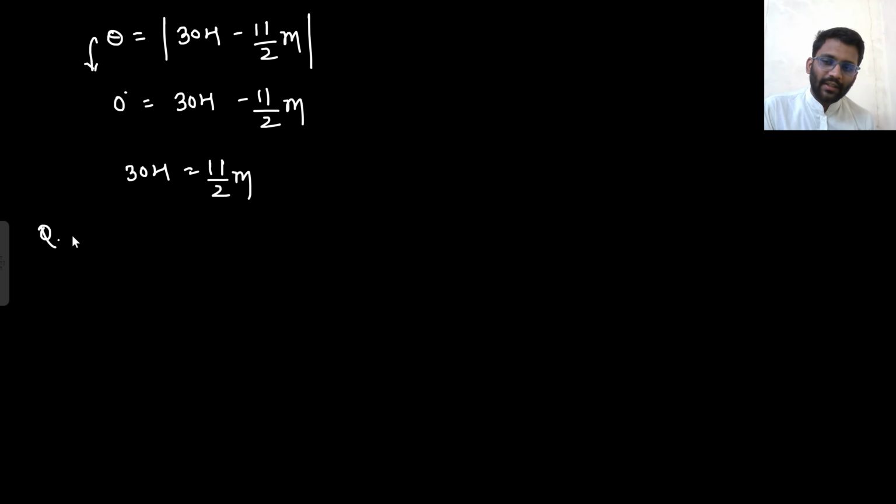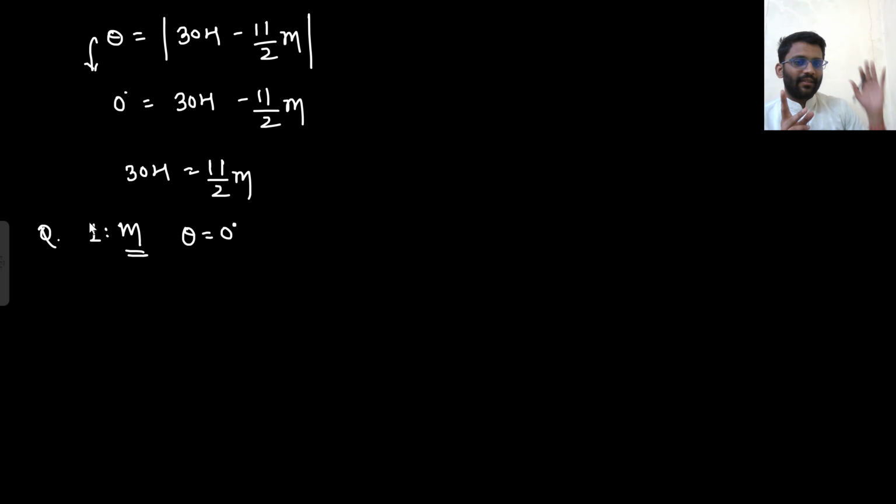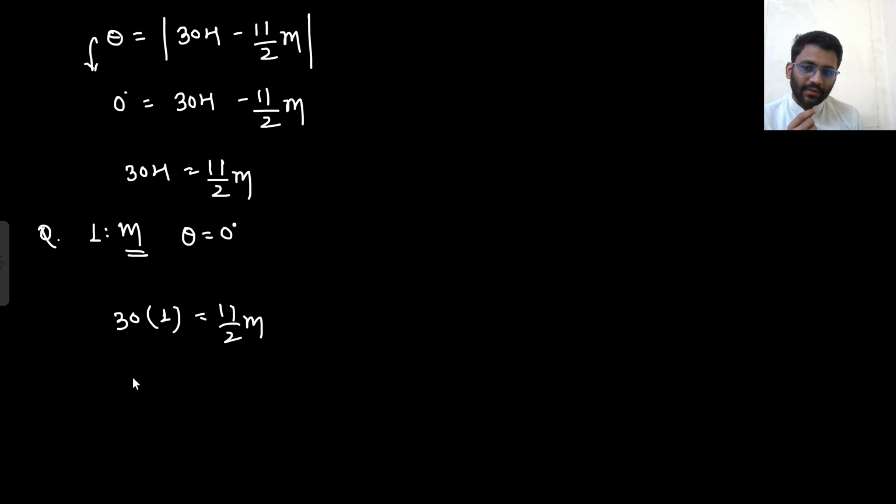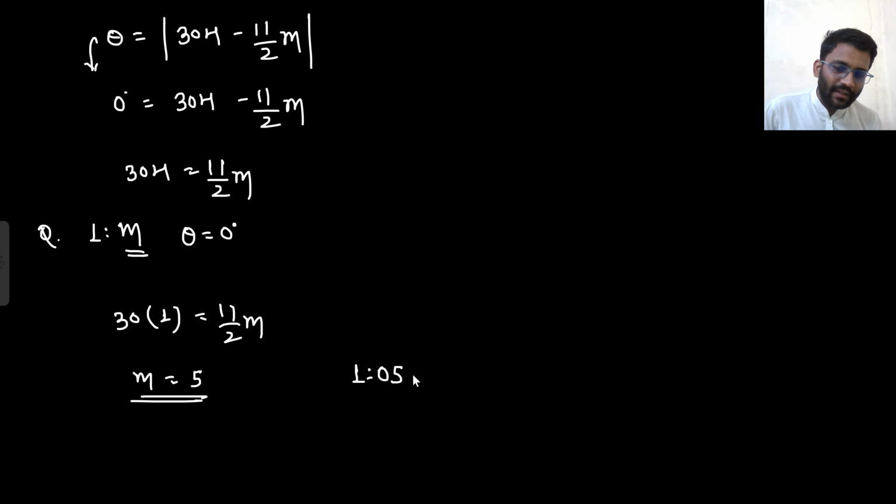So I am asking you: at 1 and some minute the angle will be 0. What will be that minute? You need to find that minute. What would you do? 30 into 1 equals 11 by 2 m. So the m value you are getting is 60 by 11, that is nearly 5 minutes. So basically at about 1:05 they will coincide.